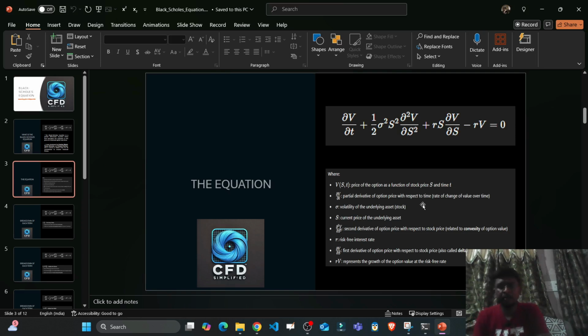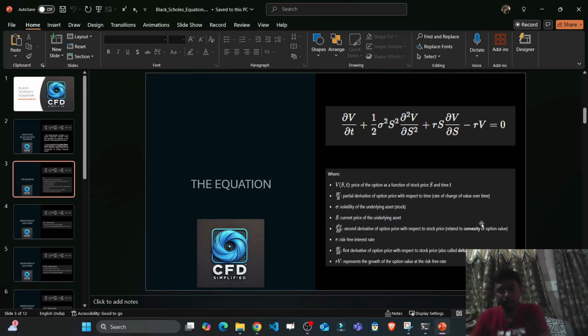R is the risk-free interest, like without involving any risk, what interest you will be getting. So that is the R, representing. Del V by del S is the first partial derivative with respect to the stock price. RV, this combined RV term, represents the growth of the option value at the risk-free rate.